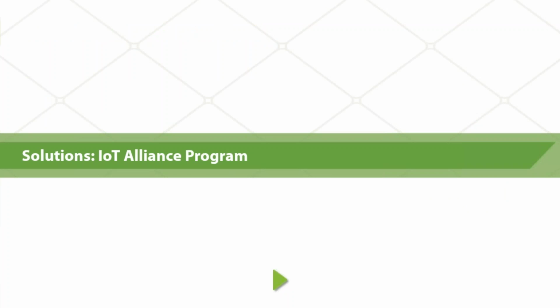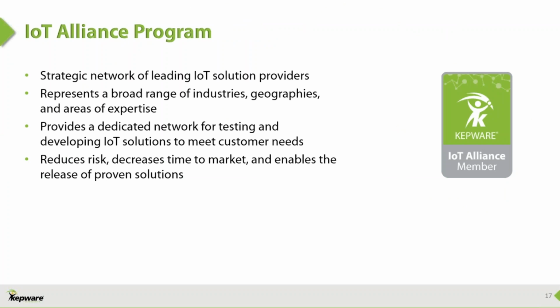Next, I just want to briefly talk about our IoT Alliance program, which is basically a strategic network of leading IoT solution providers like Splunk today. We are working with many partners in the IoT space, most of them IoT platforms and big data analytics, with the goal of providing solutions to the market, reducing our customers' risk, and ensuring that we have connectivity and the solutions work well together.